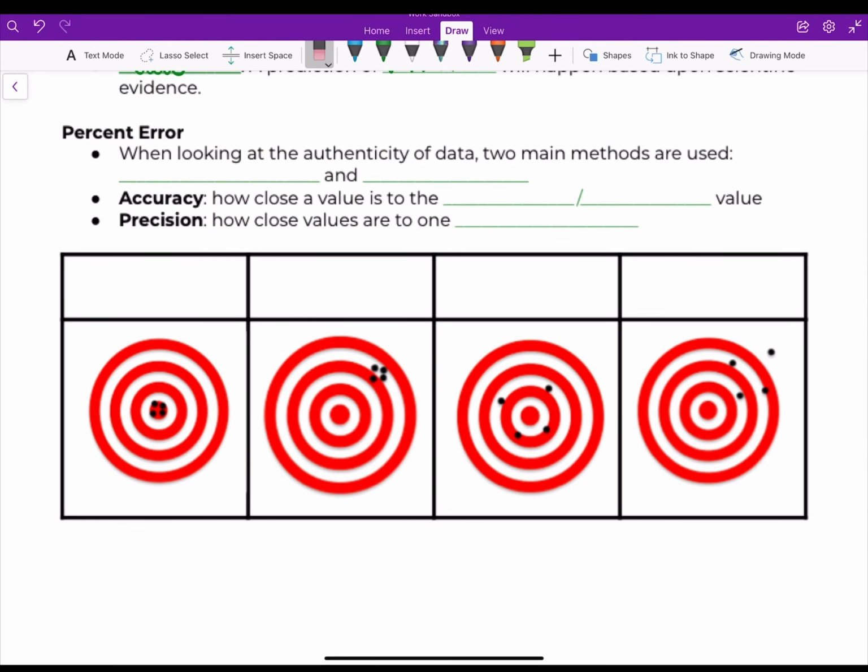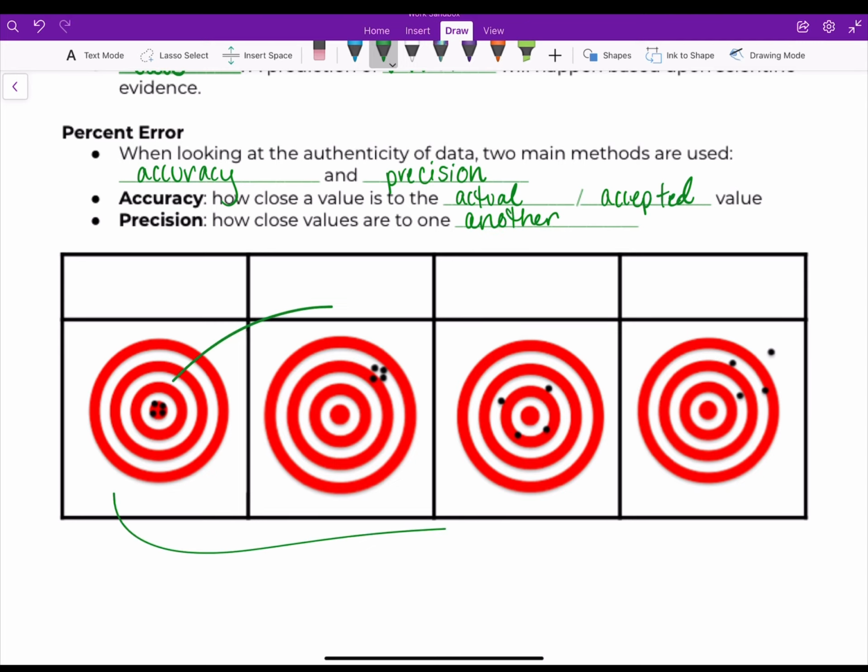So percent error. Whenever we are looking at the authenticity of data, there are two main methods used, and they are accuracy and precision. And there is actually a difference between accuracy and precision. A lot of times these two words get used interchangeably, and they're not the same. So percent error is really looking at accuracy, but it's important to talk about precision to know what that is as well. Accuracy is how close a value is to the actual or accepted value. Precision is how close values are to one another.